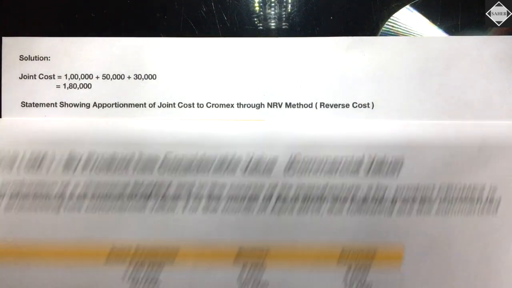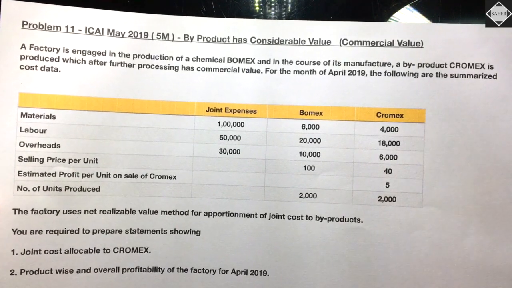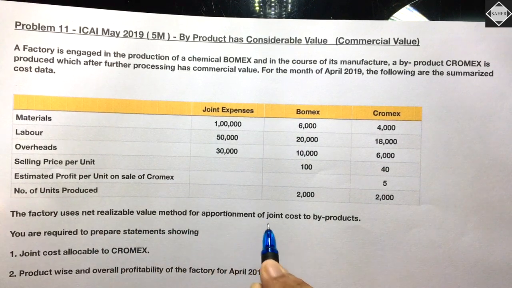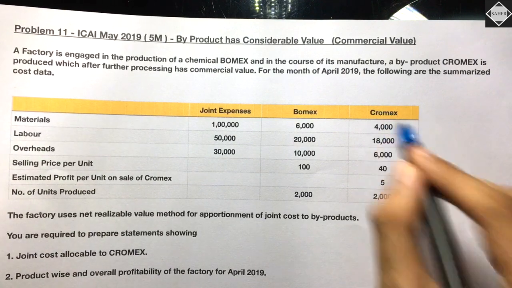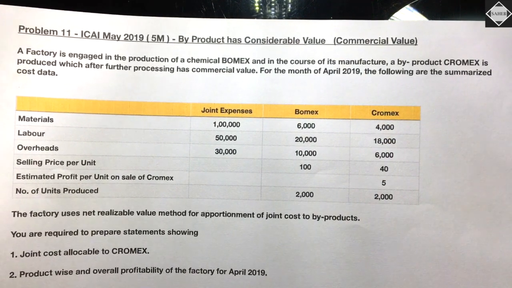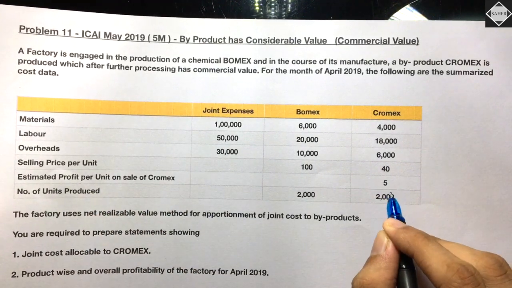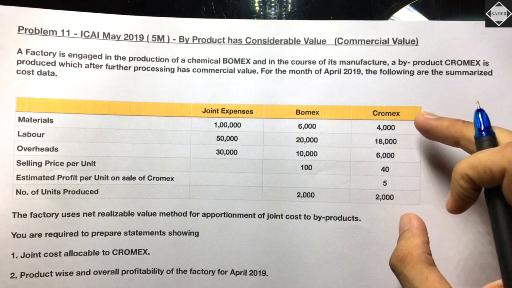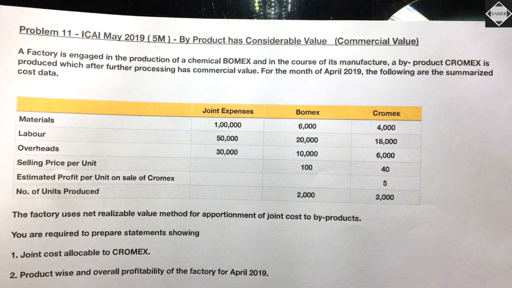Why is that, sir? Because we can apply reverse cost method only on Chromex. The question is also telling us net realizable value method for apportionment of joint cost to byproducts. Byproduct is this Chromex. So only for byproducts they are saying, and profit per unit is also given only for the byproduct. So we can apply reverse cost only over here and find the joint cost of Chromex, and then as a balancing figure we will find the joint cost of Bomex. You will see how simple it is.